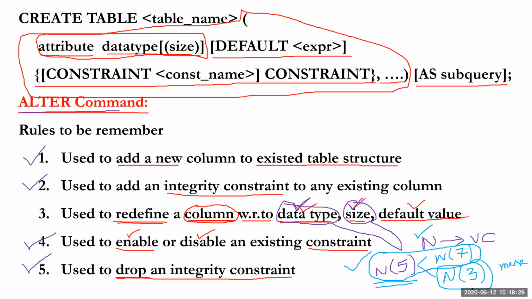Or the same data type, but its size will be reduced. So it has been defined as number of 5 and I want to reduce it to number of 3. Already it is number of 5. As per the requirement of my table, number of 5 is a waste of memory, so I wanted to reduce. So from 5 to 3, yes, it could be done, but you need to take some measures here.